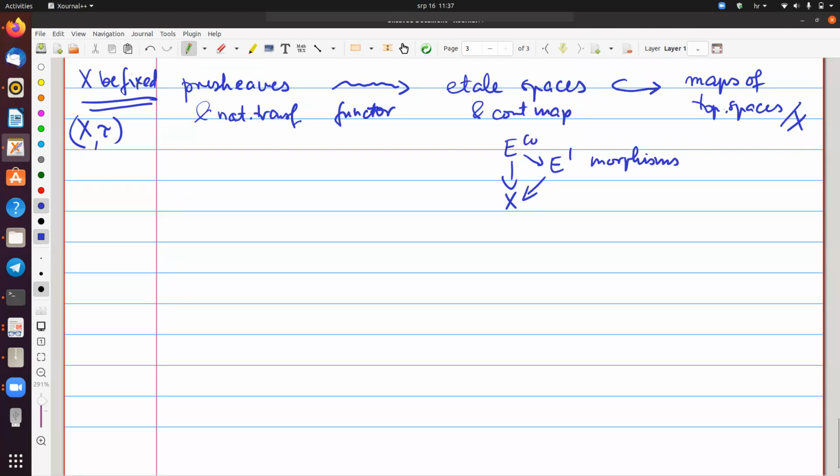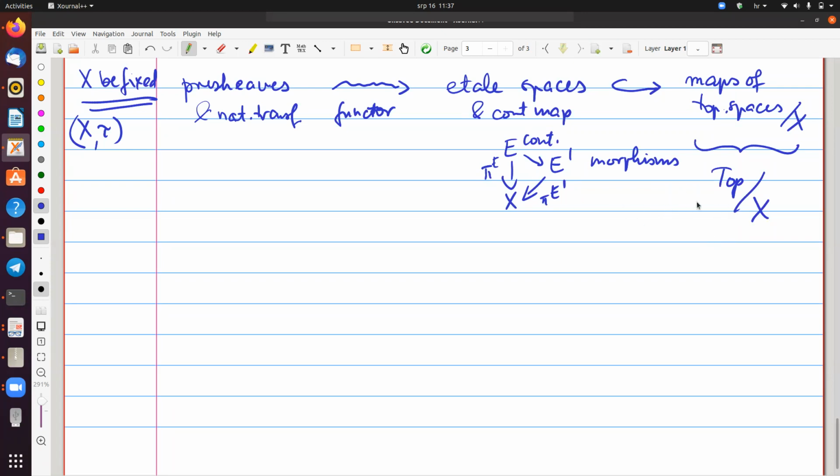So this is a continuous map from E to E prime, such that here's P of E, here's P of E prime, and they commute. So you have this category. This is a slice category of topological spaces over X. So all topological spaces over X.